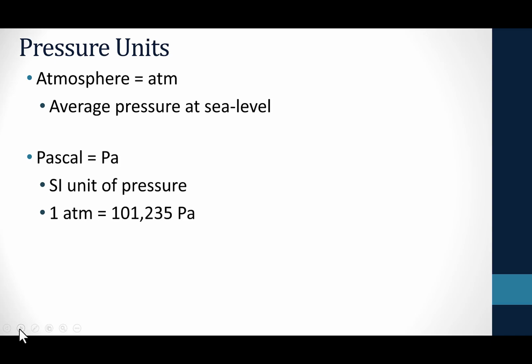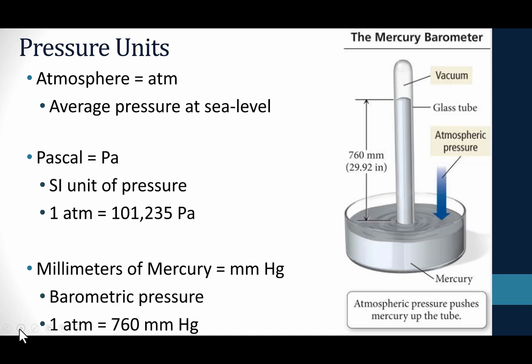The SI unit for pressure is the Pascal. So if you were to take like a physics course or a physical science class, Pascal would likely be the unit that you would use for that class. Not something that we use often in chemistry, but I just wanted to let you know Pascal is the official SI unit. And then lastly, we've got millimeters of mercury. If you've heard of something called barometric pressure, barometric pressure is often given in millimeters of mercury.